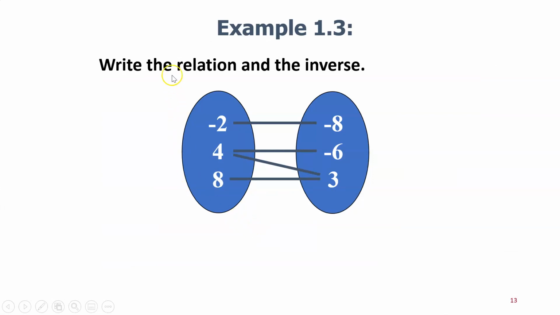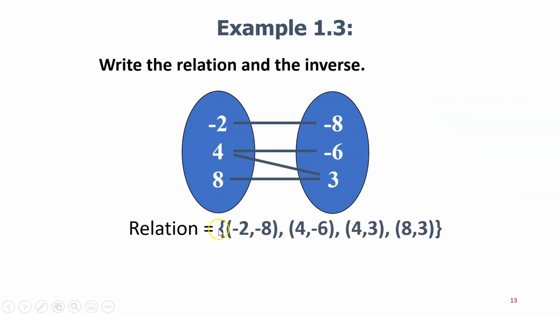So the third example: write the relation and the inverse. Okay, now you have this relation: -2 to -8, 4 to -6, 4 to 3, 8 to 3. So you need to write it down. It's easier for you to write it down using the ordered pairs. Macam ni kan, dalam bentuk koordinat. Ordered pairs nama dia. So you write down (-2, -8), (4, -6), (4, 3) and (8, 3). So this is the relation you have.